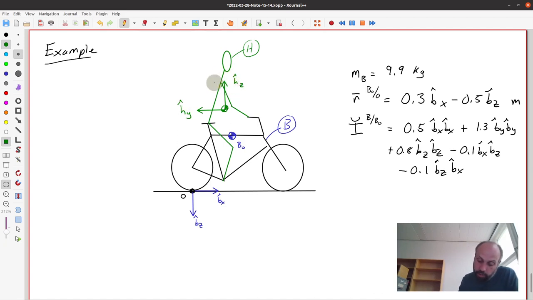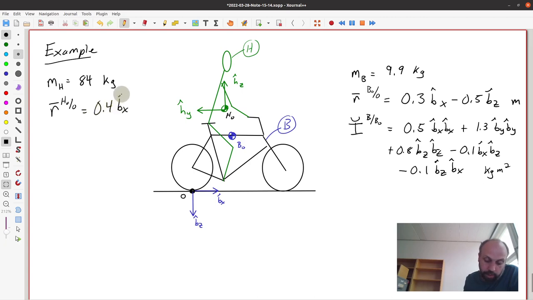All right, so I have the unit vectors for H, and then we're also given some information about the human. So similarly, we're going to get a mass of the human. We'll call that 84 kgs. And the units of the inertia dyadic scalars are going to be kg meter squared, so we have consistent units. And then we'll have R to HO with respect to O. So conveniently, we also get that with respect to O already. We don't have to worry about that. It's going to be 0.4 Vx minus 1.1 Vz.